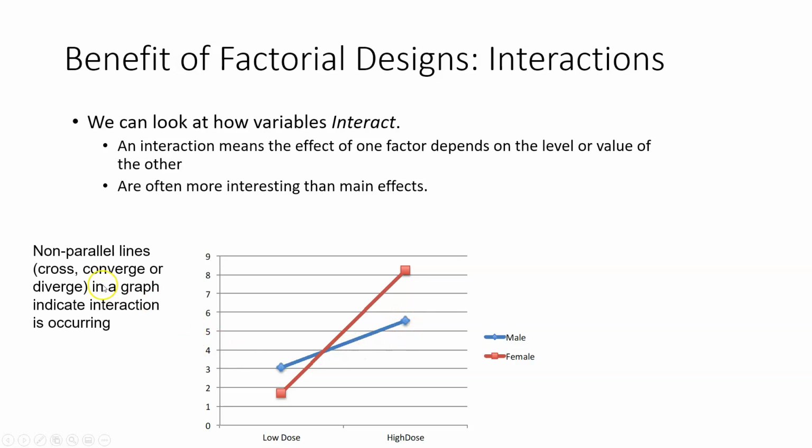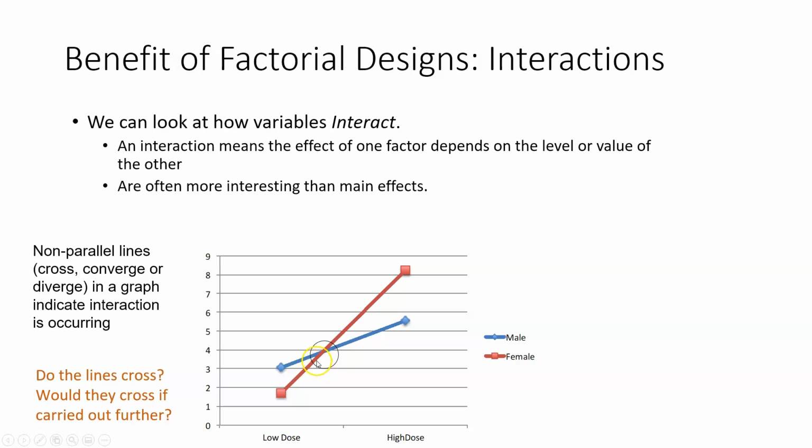If you find that you have non-parallel lines when you graph them like this, in other words, they cross or they converge or diverge in a graph, then that indicates that there's an interaction occurring. So for instance, you could look here and you could say, do the lines cross? Or if they don't cross, but they would cross if they were carried out further because they're not parallel, then you could kind of say, yeah, there's an interaction here.